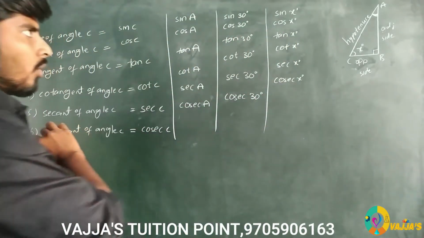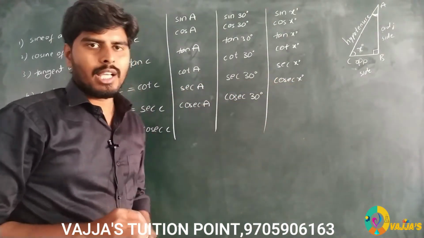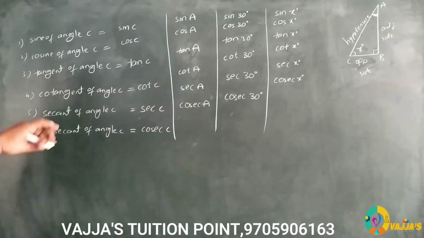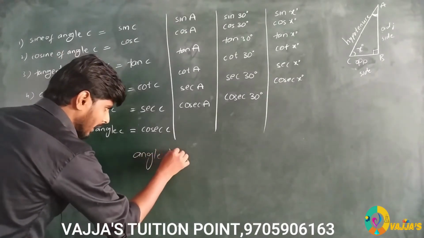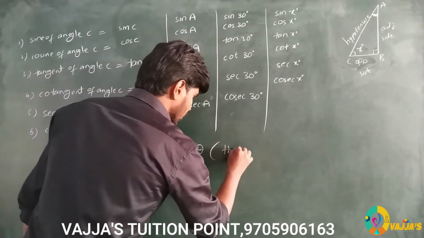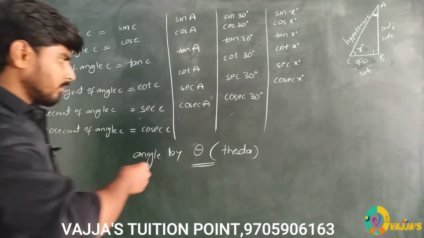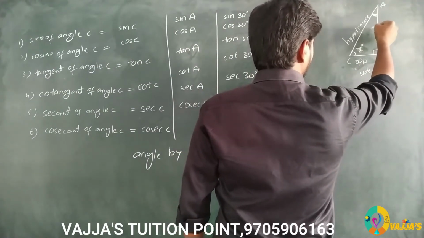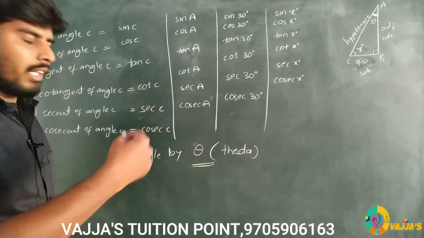Okay. So instead of writing 30 or x, I am generalizing the term. Here in trigonometry we indicate the angle by theta. We call it theta. So for example, look here. Instead of writing 30 or x, I am writing directly theta. In place of theta, we can replace any value here.